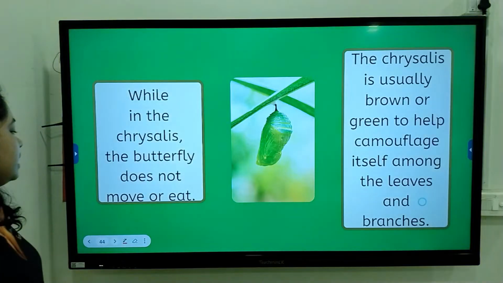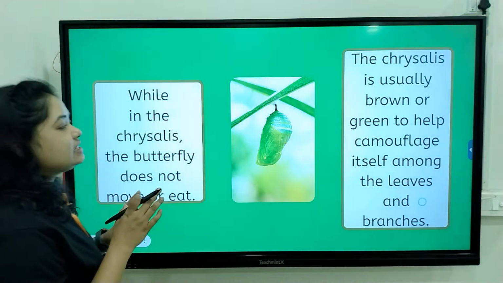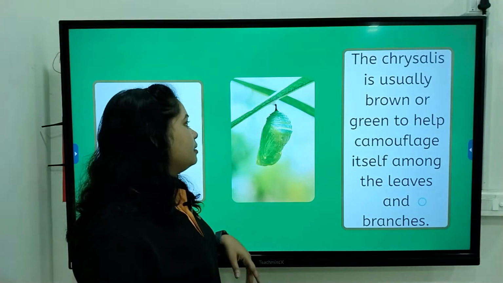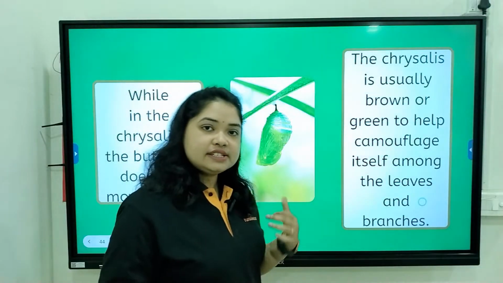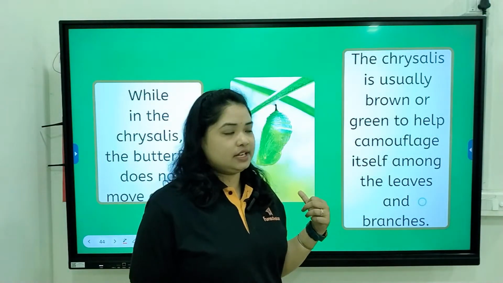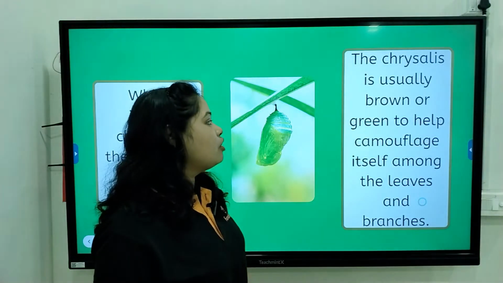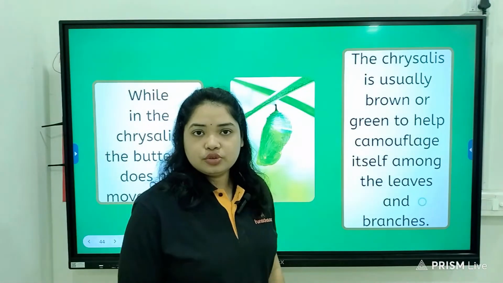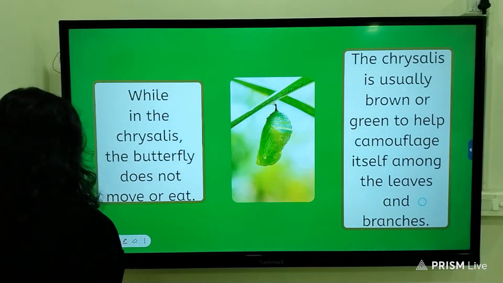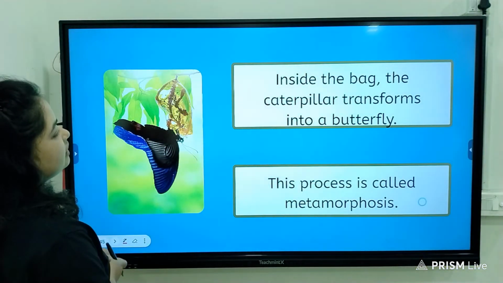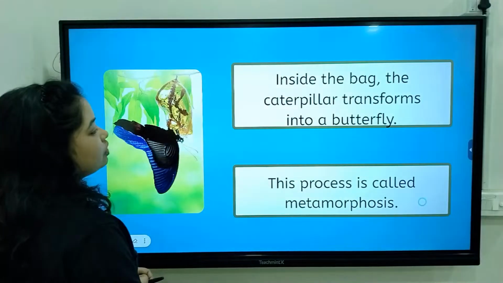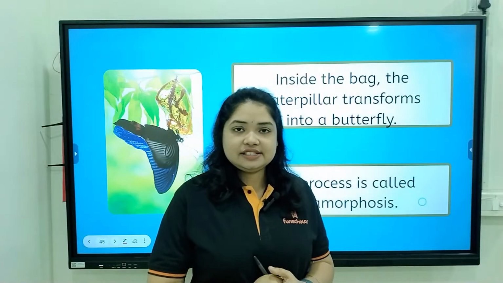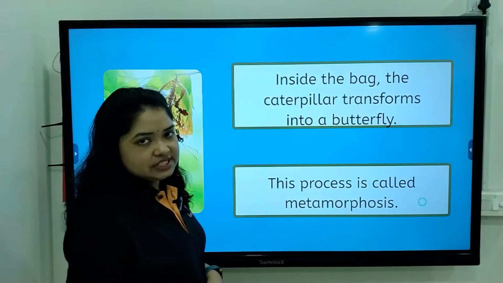While in the chrysalis, the butterfly does not move or eat. It will stay like a dead organism in this stage, but the metamorphosis is going on inside it. You cannot see it from outside. The chrysalis is usually brown or green to help camouflage itself among the leaves and branches so that predators cannot detect it. Inside the bag, the caterpillar transforms into a butterfly, and this process of transformation inside the chrysalis is known as metamorphosis.